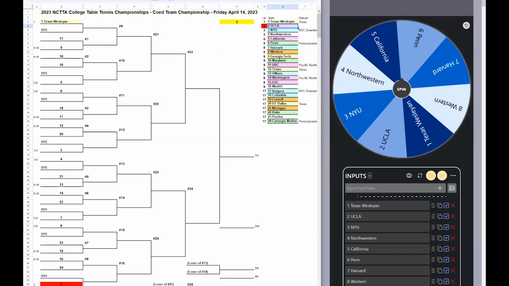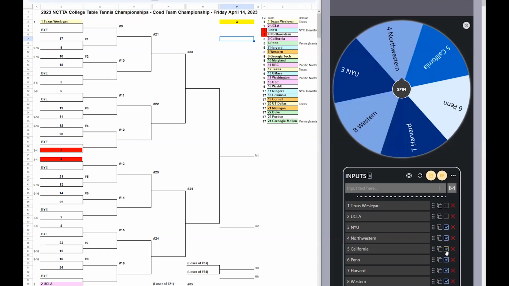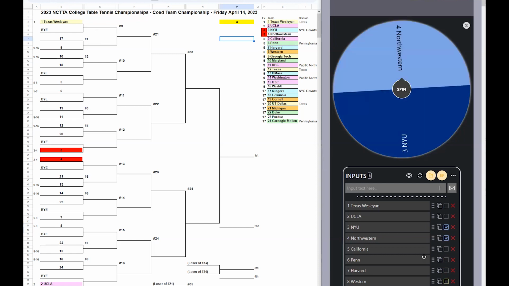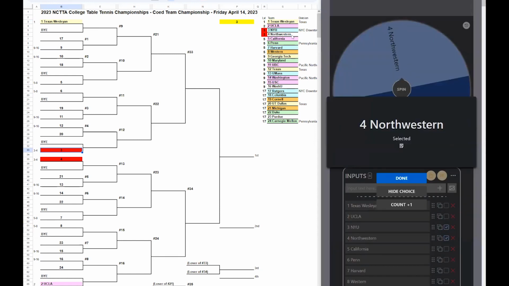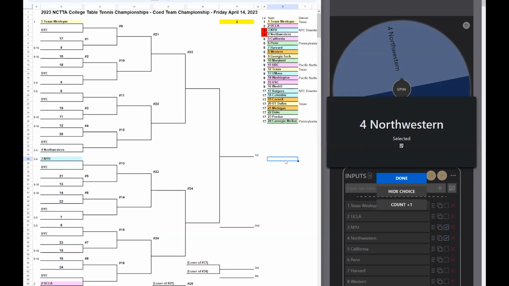UCLA, the number 2 seed, must go here. NYU and Northwestern are equally number 3 seed. And there are 2 positions they can go into, 3 and 4. So we will draw which team, Northwestern or NYU, takes position 3. Here goes. Northwestern takes position 3. NYU is position 4.